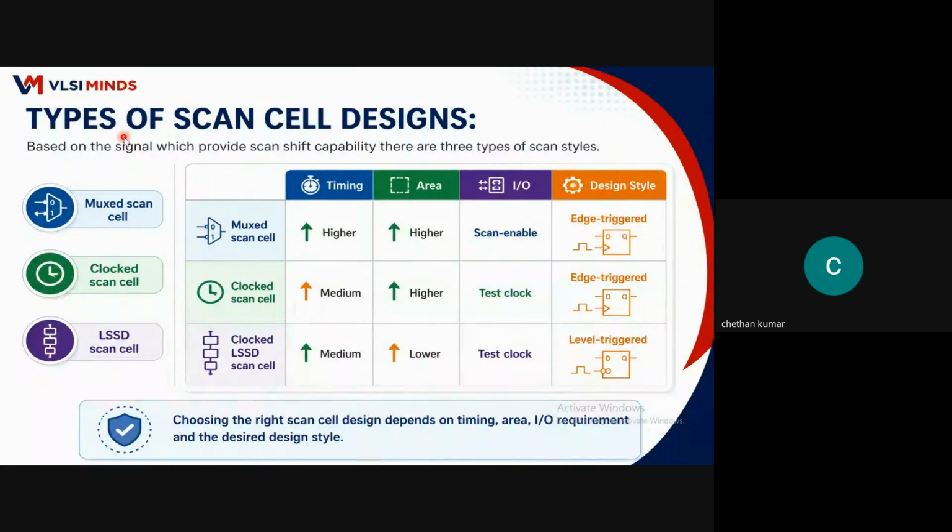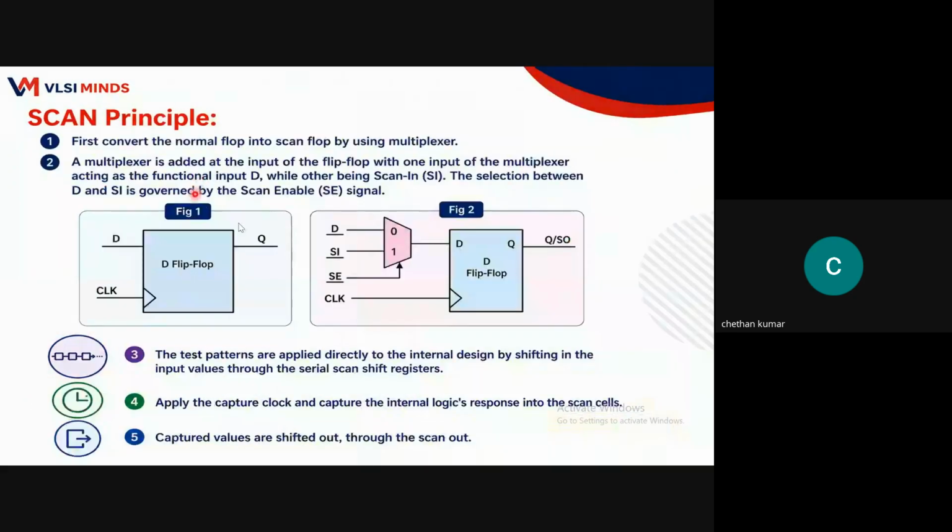Now, as I mentioned, the scan operation is nothing but converting ordinary flip-flops into scannable cells, correct? What are these scannable cells? In the industry there are different scan cells: the muxed scan cell, the clocked scan cell, and LSSD, that is level sensitive scan design. These are the different types of scan cells available, but in the industry the most commonly used is the muxed scan cell.